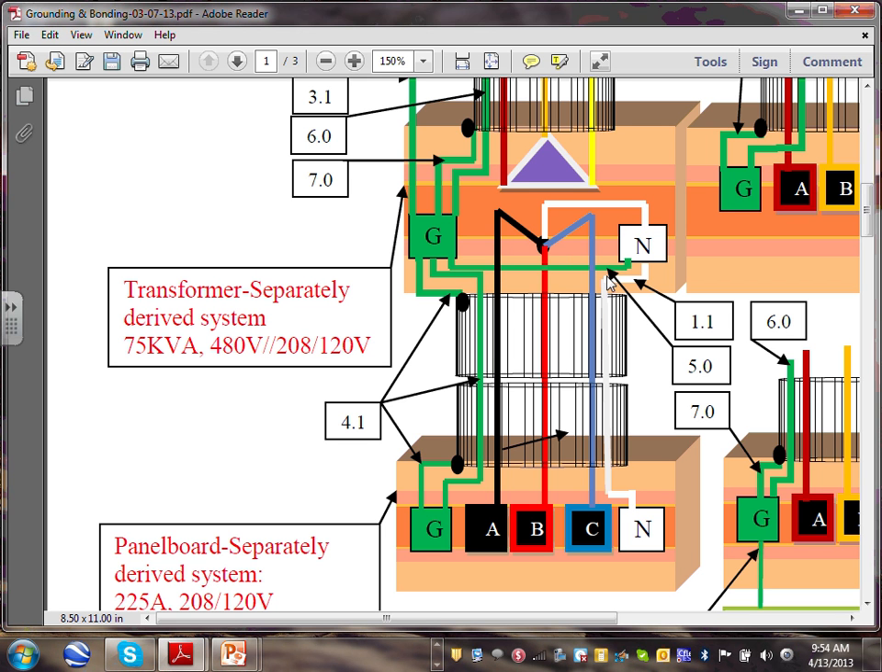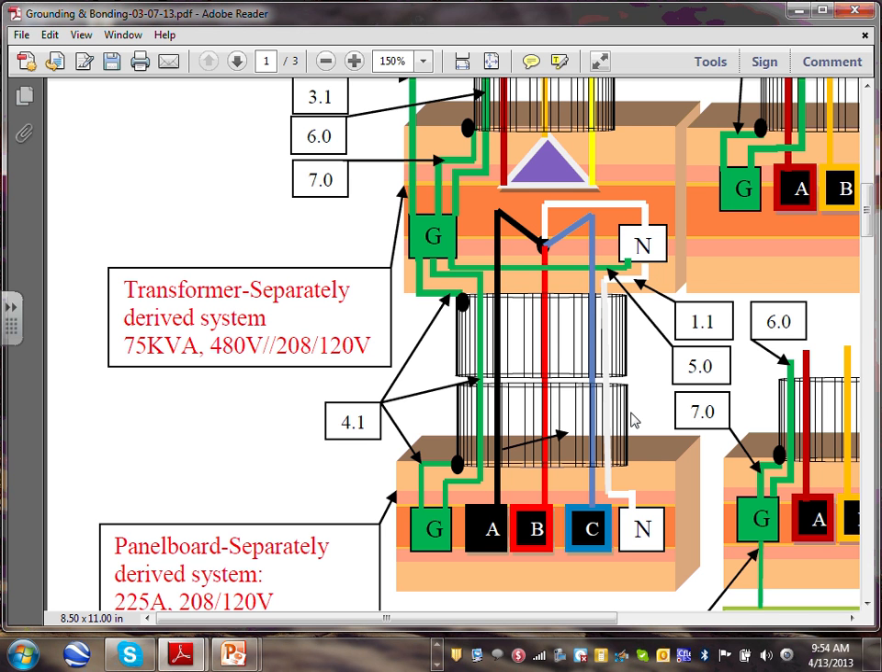Instead of calling it main bonding jumper, it acts exactly like a main bonding jumper. They have a fancy name for it. They drop the main and they add system. They call it system bonding jumper, but really the concept is the same. The way we size it is also the same. To distinguish it from the main bonding jumper at the service, they call it system bonding jumper. Why system? Because we created a new system. Does that make sense? So that number 5 is now called system bonding jumper.